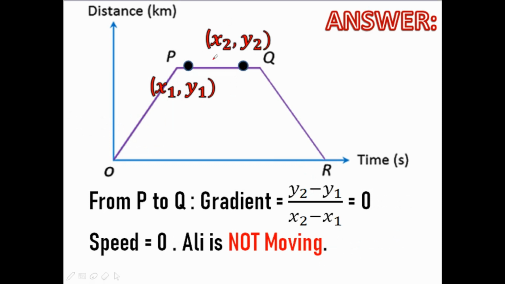PQ. We must at least have 2 points to find the gradient. So let's say the coordinate of this point is x1, y1. The coordinate of this point is x2, y2. To find the gradient, we use y2 minus y1 over x2 minus x1. But since y1 and y2 here are the same, because they are from the same y coordinates here, therefore y2 minus y1, you will have 0. So the answer is 0. So gradient equals to 0 means that speed equals to 0. Therefore, Ali is not moving at all from the time P to time Q.